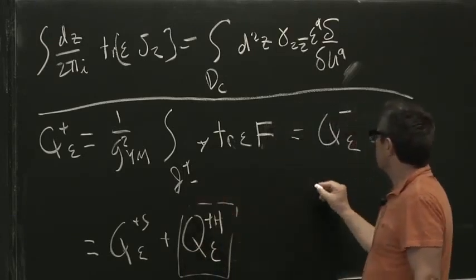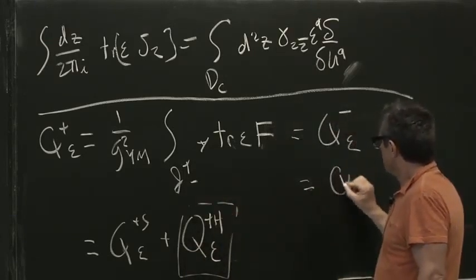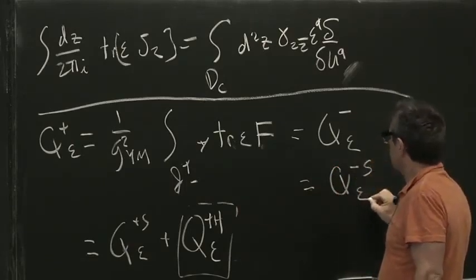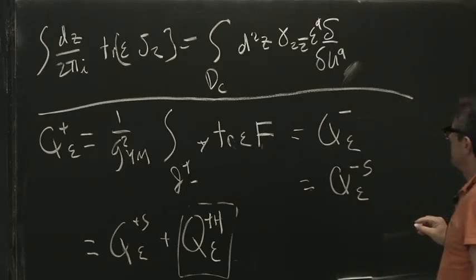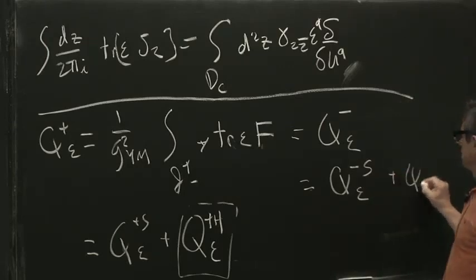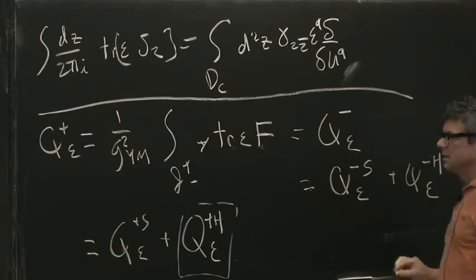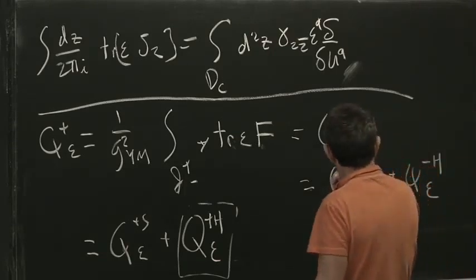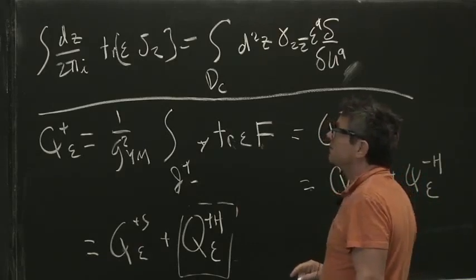And similarly, we'll have a soft and a hard piece of the charge on scri minus.